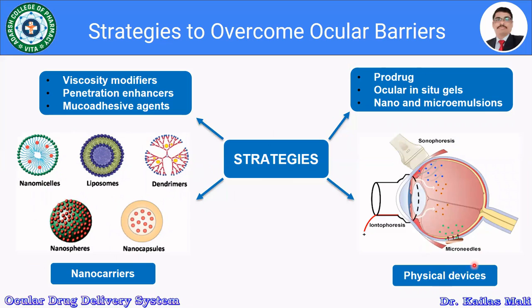Along with that, we have discussed the physical devices like microneedles, iontophoresis, sonophoresis, and the MEMS. So herewith we have finished the ocular barriers and the various strategies or approaches to overcome the ocular barrier and improve the ocular permeation of the drug.